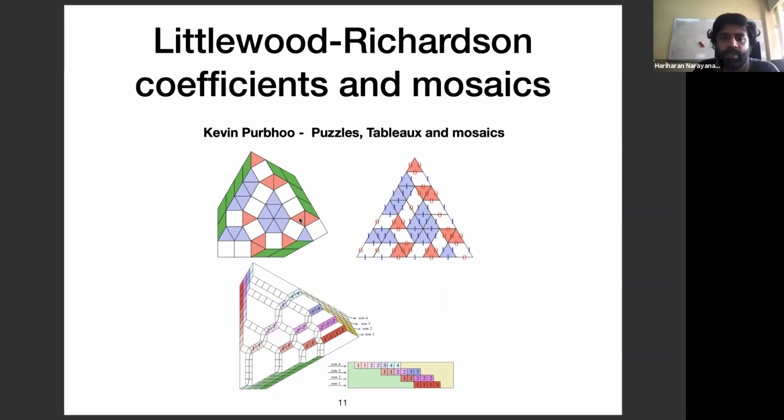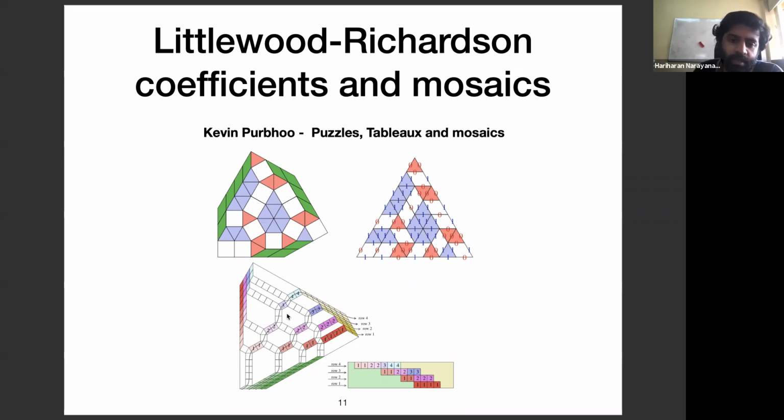So here you have this mosaic. It's called a mosaic by Knutson and Purbhoo. They're fixed, made of squares and triangles. And on the right, you have puzzles. These were introduced by Knutson and Tao. And here we have a sort of square-triangle tiling. I mean, this connection is from Kevin Purbhoo's paper called Puzzles, Tableaux, and Mosaics.